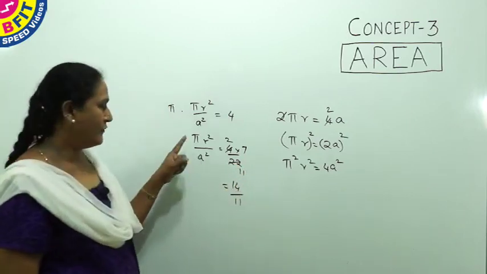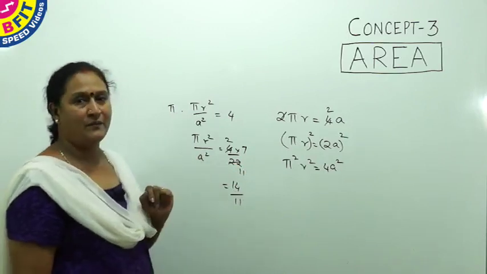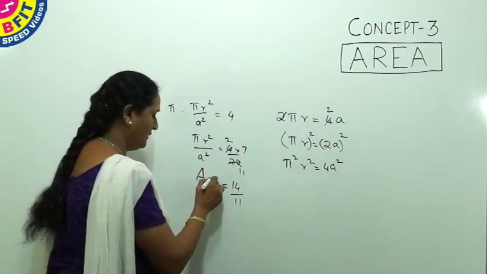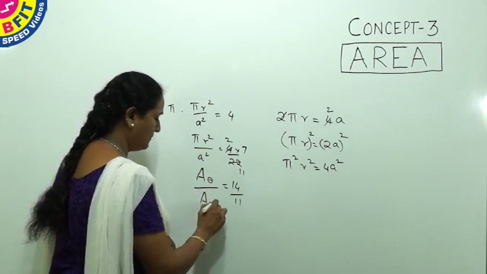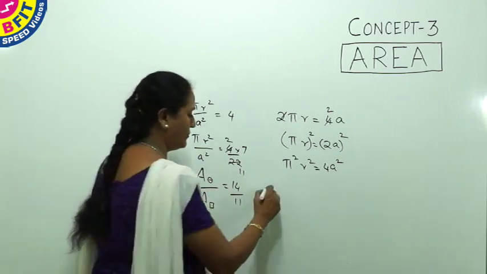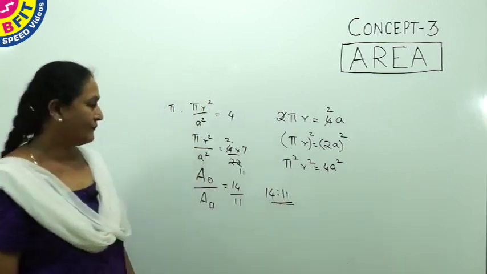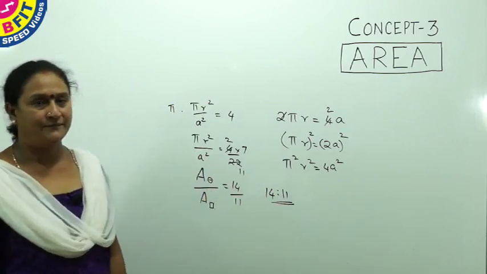Now what is the area of the circle? It is 14 parts. What is the area of the square? It is 11 parts. So the required ratio is the area of the circle to the area of the square. Now the required ratio is 14:11. So the area of the circle is to the area of the square as 14:11.